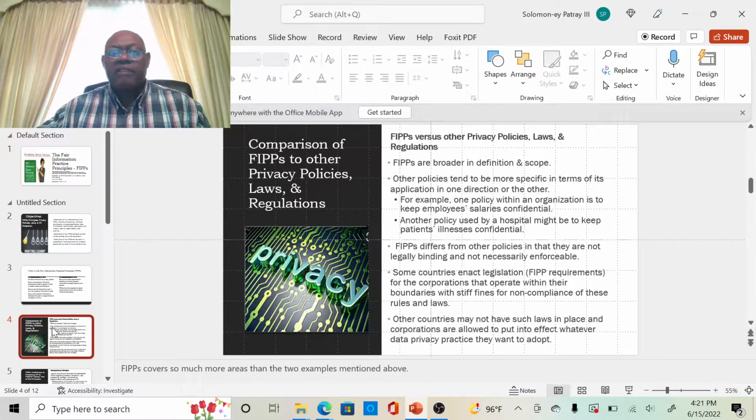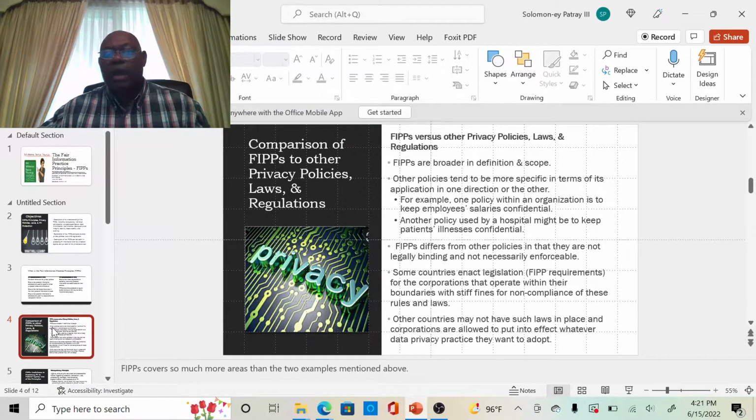A comparison of FIPPs to other privacy policy laws and regulations. FIPPs are broader in definition and scope. Other policies tend to be more specific in terms of application in one direction or the other. For example, one policy within an organization is to keep employee salaries confidential. Another policy used by a hospital might be to keep patient illnesses confidential.